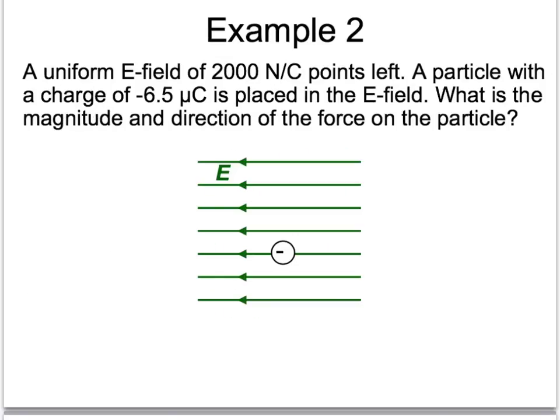Next, a uniform field of 2,000 newtons per coulomb points to the left. A particle with a charge of negative 6.5 microcoulombs is placed in the electric field. What is the magnitude and direction of the force on the particle? Why don't you try this one, come back and I'll show you the work for it. So pause the video, try this problem.